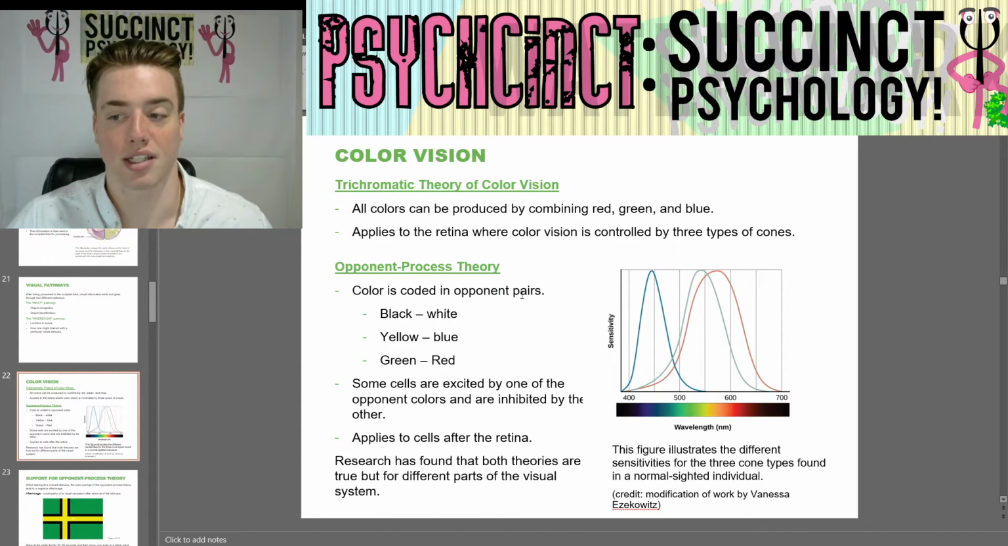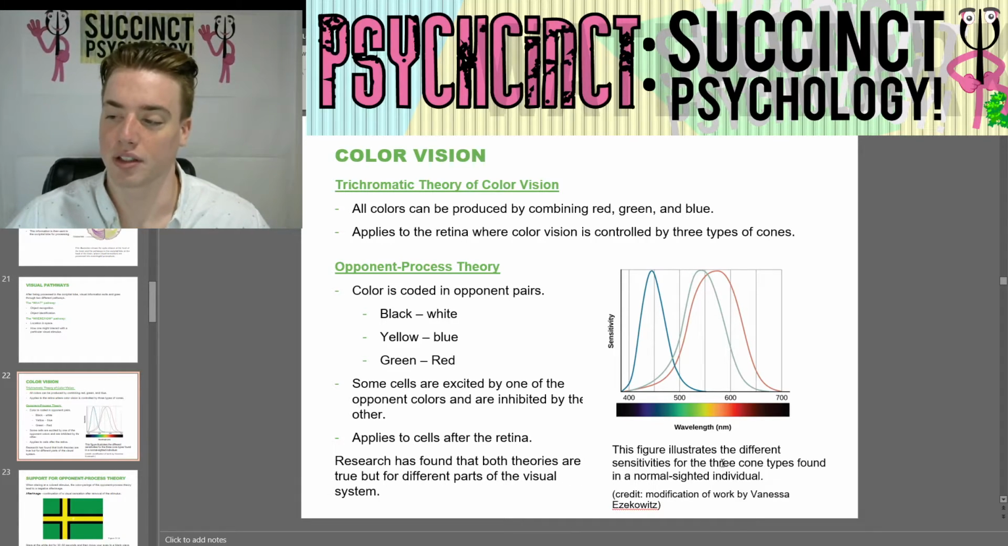Then, opponent process theory. Color is coded in opponent pairs: black and white, yellow and blue, green and red. Some cells are excited by one of the opponent colors and are inhibited by the other. This applies to cells after the retina. Research has found that both theories are true, but for different parts of the visual system.